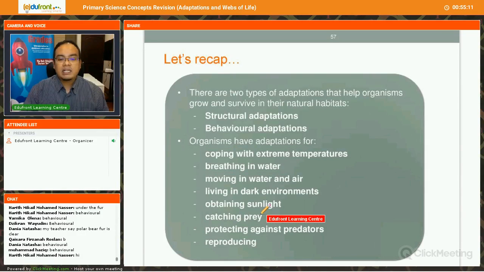Some animals have adaptations to catch their prey, like very powerful arms and limbs so that they can catch prey very quickly. Some animals protect against predators. For example, camouflage, blending in with the surroundings, to protect from predators. And some animals have body structure or behavioral adaptations for reproduction, like the peacock, which we had as an example just now. It has very colorful feathers to attract the mates.